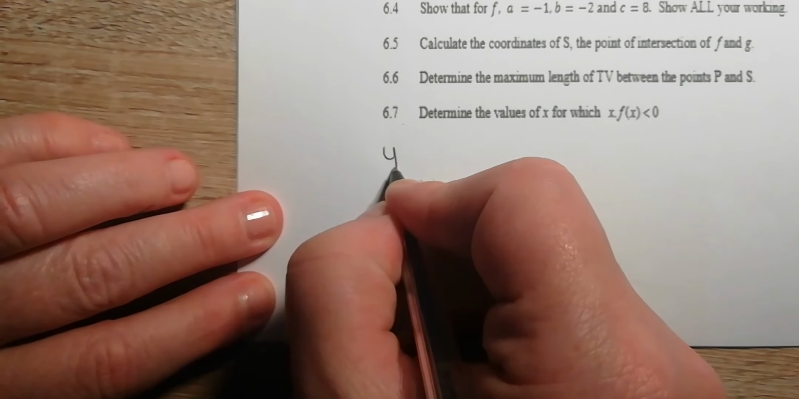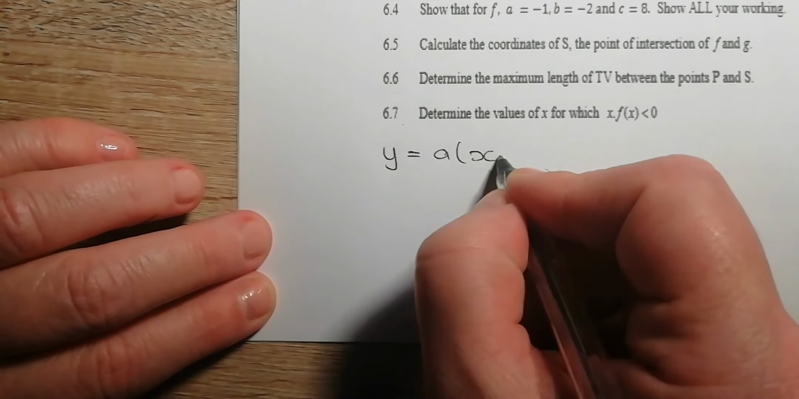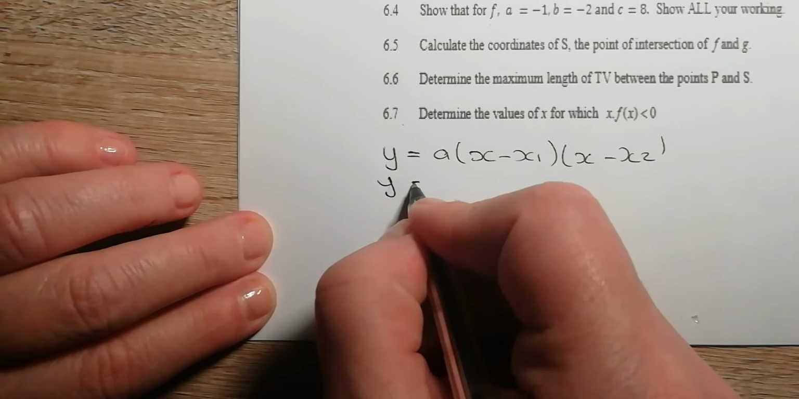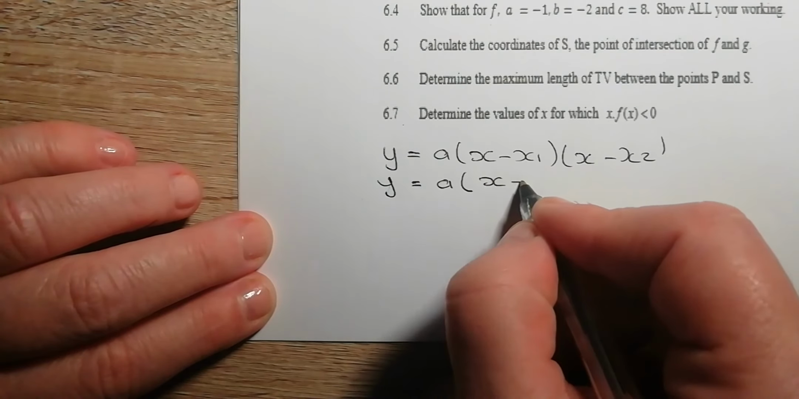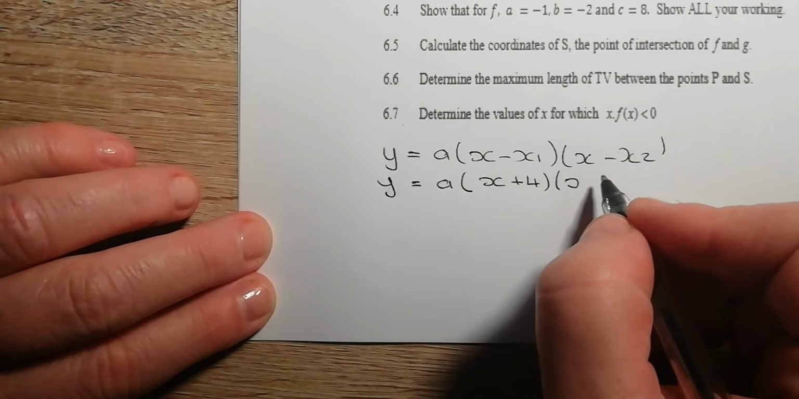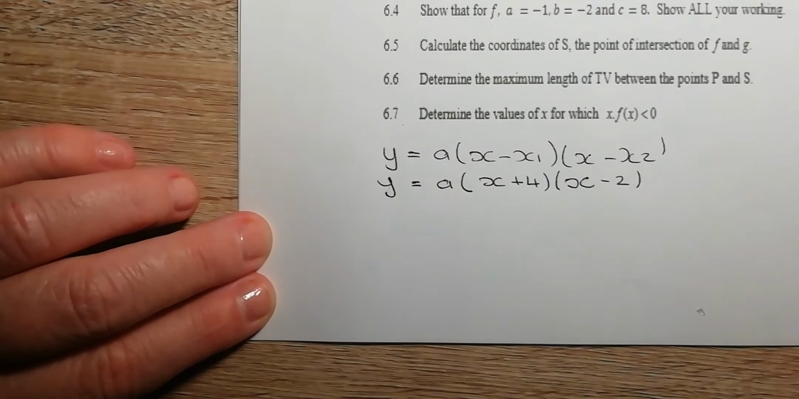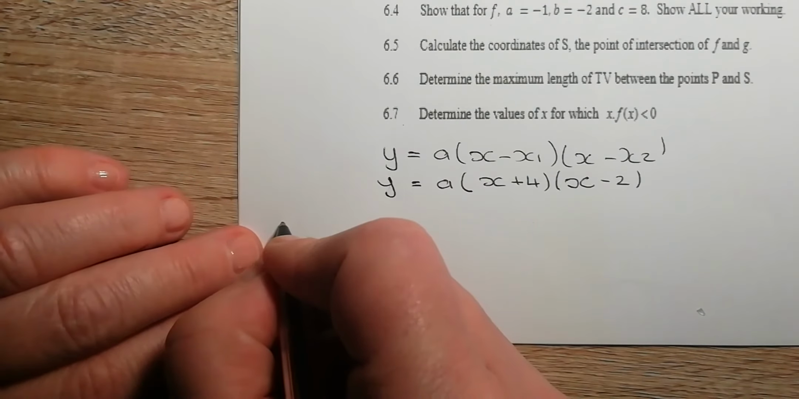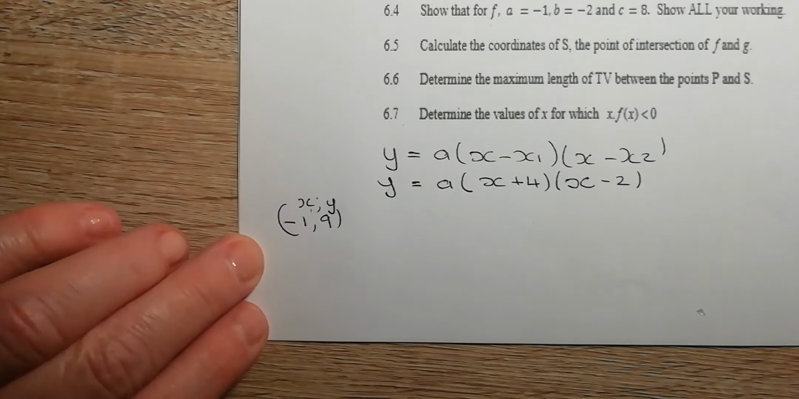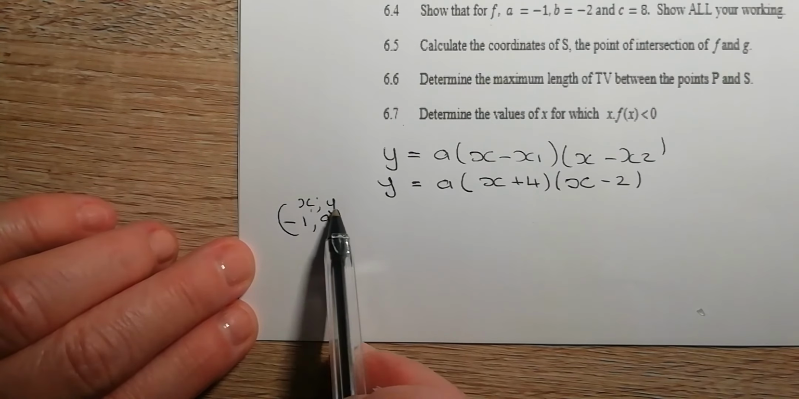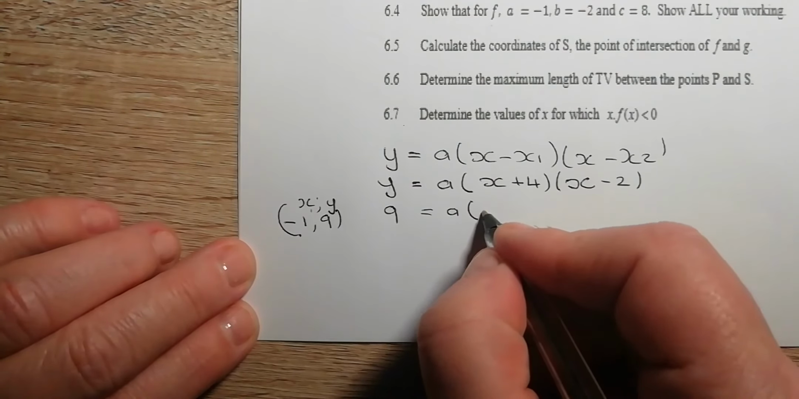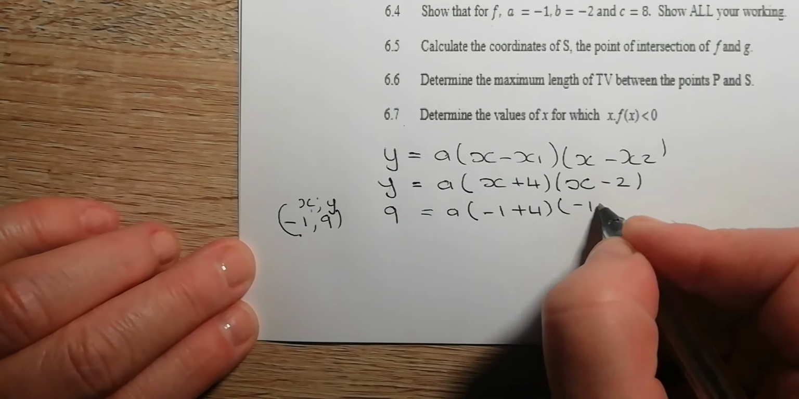So we are going to start with y is equal to a times x minus x1 times x minus x2. So my one x-intercept is negative 4. So in the one bracket I have x plus 4. And my other x-intercept is 2. So it is x minus 2. The other point that I have is the turning point, which is negative 1 and 9. And I'm going to sub negative 1 and 9 in, where 9 is the y value and negative 1 the x value. So 9 is equal to a, x is negative 1, and again negative 1.